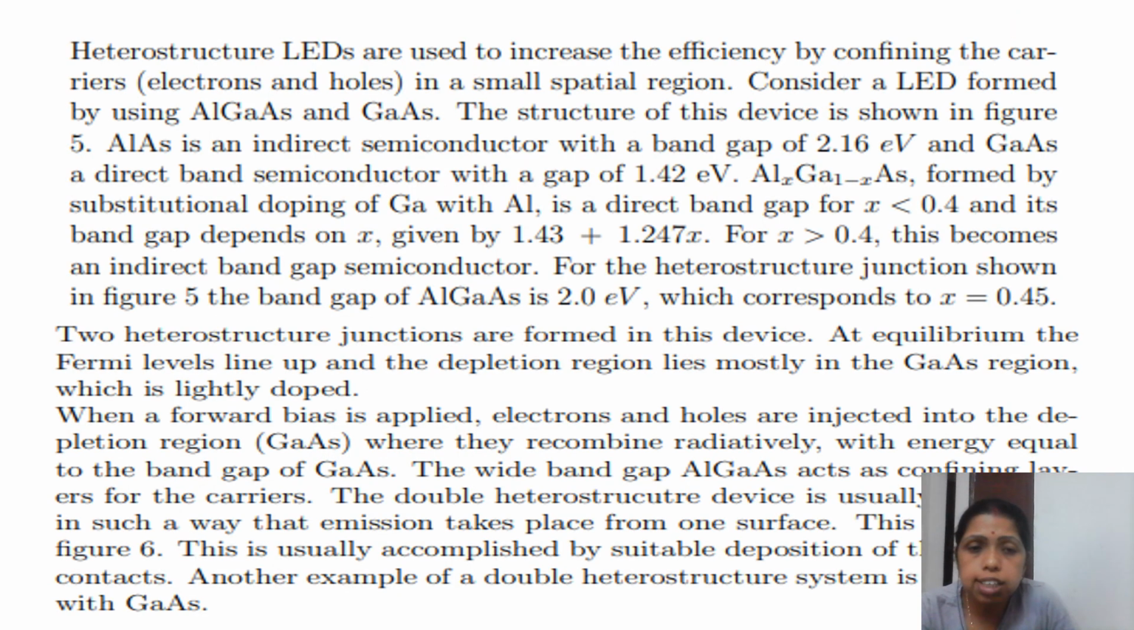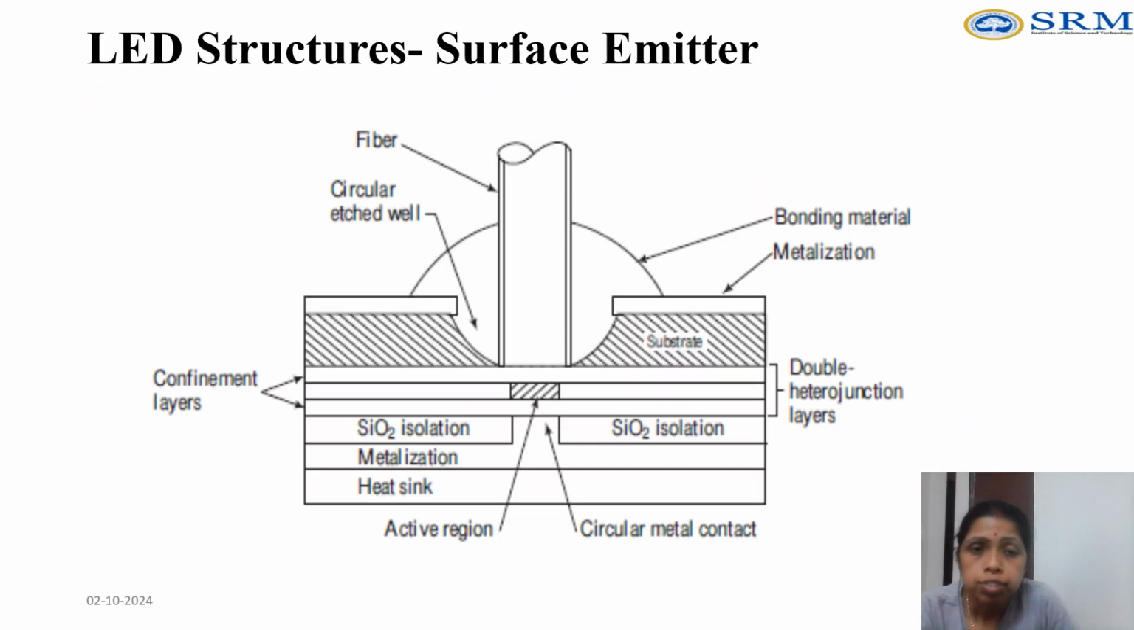In the next class, I will discuss that. Whatever I discussed is mentioned here, and you can see the surface emitter diagram I am explaining here. In the surface emitter, you can see on the bottom of the substrate there is a hole. The substrate should be transparent, and the center will be transparent.